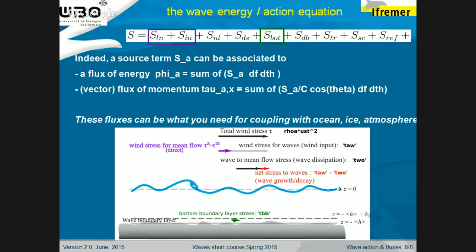That's for the energy. And you can make another type of sum, which is a vector sum of the momentum flux, by taking the sum of the source term divided by the phase speed times the cosine of the direction. That would be the x component of the momentum flux associated with the source term. So imagine the waves taking energy from the wind, but also gaining momentum, because the wave energy and momentum are related by this relationship: the momentum is the energy divided by the phase speed.